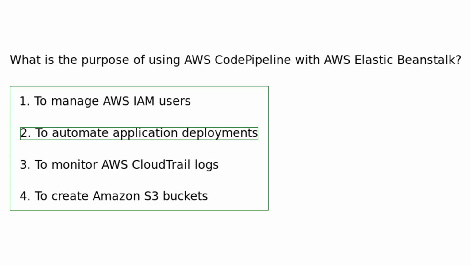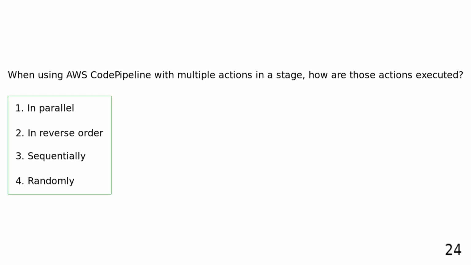When using AWS CodePipeline with multiple actions in a stage, how are those actions executed? In parallel. In reverse order. Sequentially. Randomly. Actions within a stage in AWS CodePipeline are executed in parallel, allowing for simultaneous processing of multiple actions.